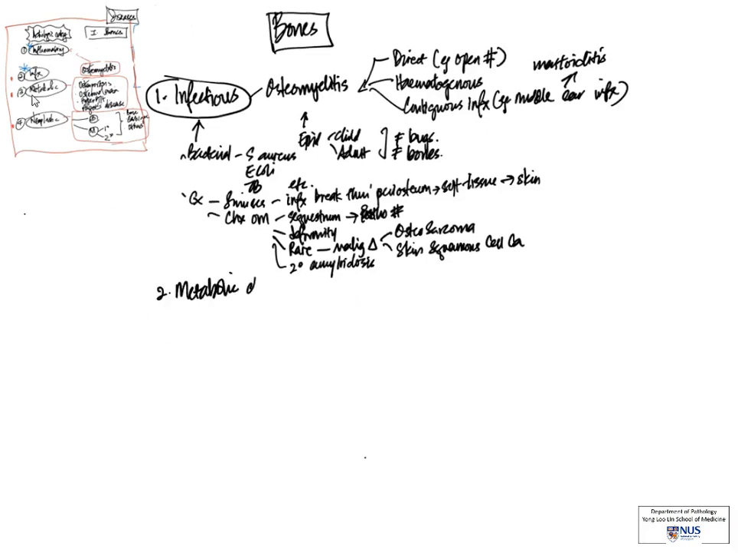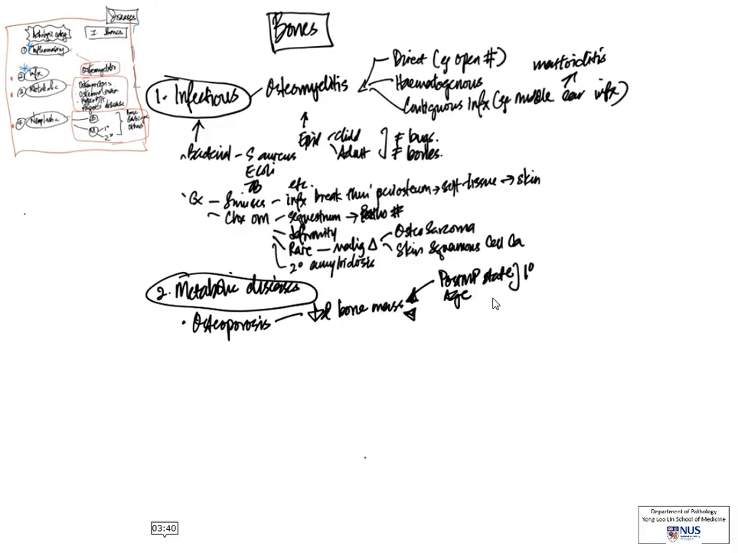Now, the second category is metabolic diseases, and there are four main conditions that will be mentioned here. The first is osteoporosis. This is an extremely common condition, and I'm sure you would have heard of it. This is defined as a decrease in bone mass. Some possible causes include primary causes, which include the postmenopausal state, relative estrogen depletion, as well as elderly age. And secondary causes would include endocrine causes, for example, in patients with Cushing syndrome, where there's increased endogenous steroids. Steroids can give rise to decreased bone mass in terms of decreased bone formation and increased resorption.